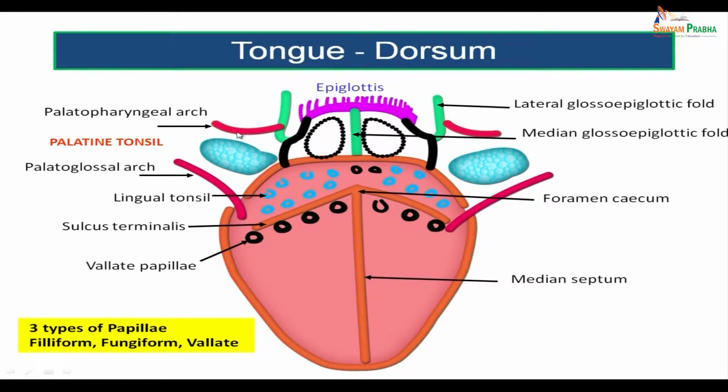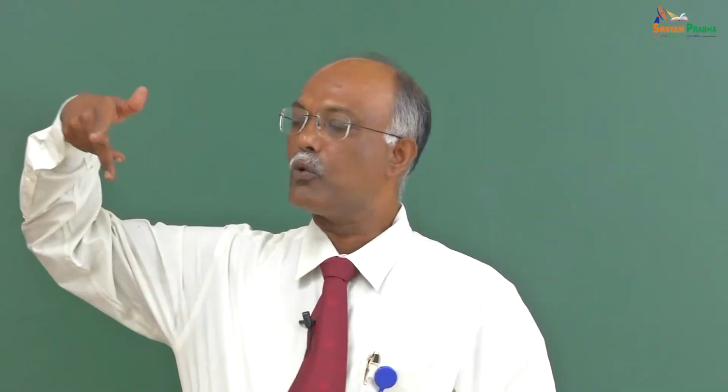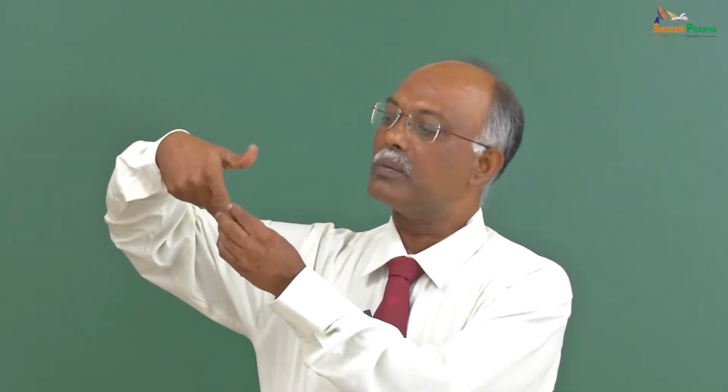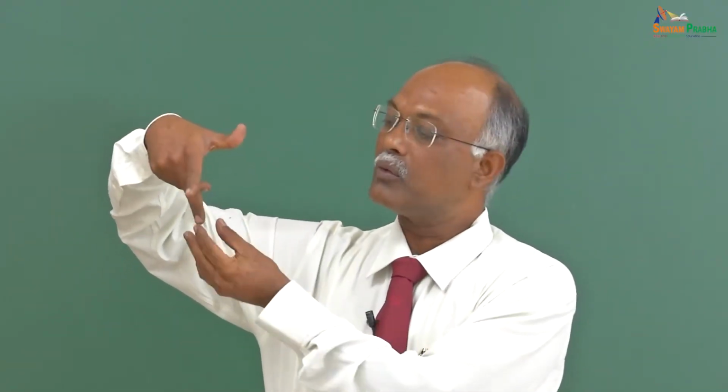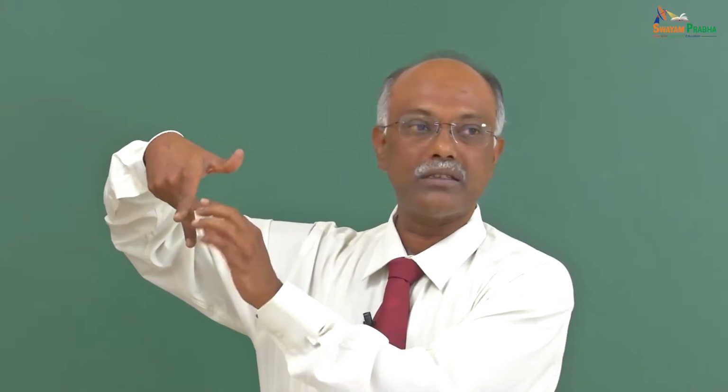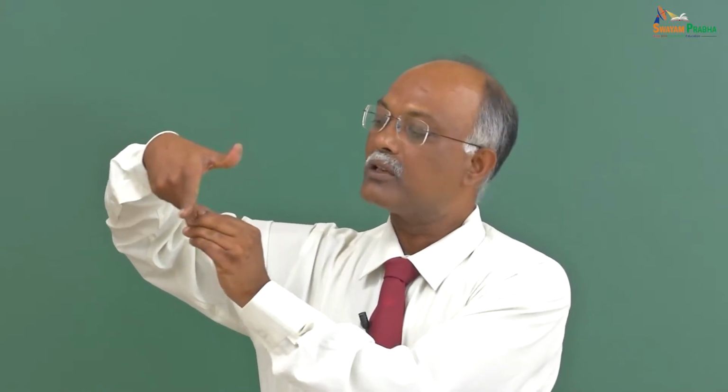Now, look on the posterior surface here. There are two folds which extend from the pharynx to the palate and from the tongue to the palate. So, this fold which is extending from the pharynx to the palate is called as the palatopharyngeal fold, and this fold which is extending from the tongue to the palate is called as the palatoglossal fold. So, you have two folds or arches like this, one going from the tongue to the palate, one going from the pharynx to the palate. So, this is the palatoglossal fold and this is the palatopharyngeal fold.